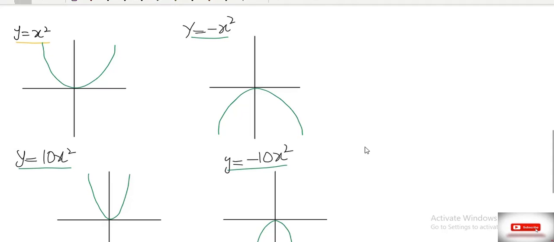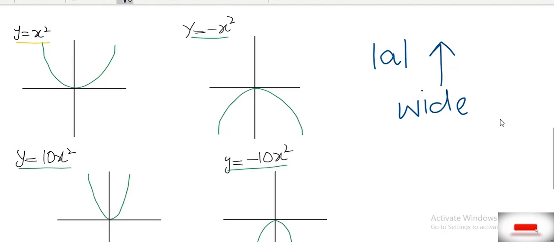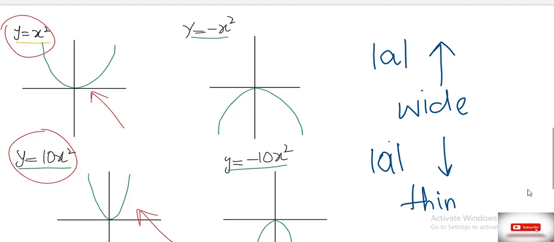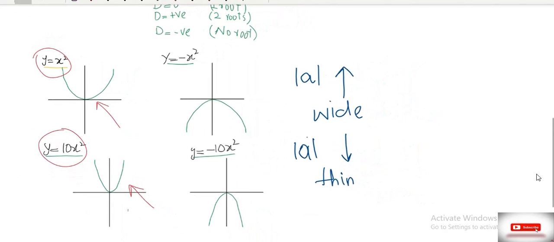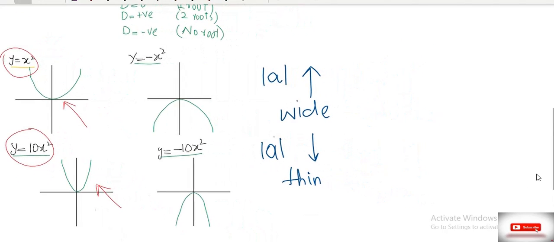Now we can summarize that as the modulus of a decreases, the graph becomes wide, as you can see in the functions y = x squared and y = -x squared, and as the modulus of a increases, the graph becomes thin, as in y = 10x squared. No matter what quadratic equation you face, you can easily draw the graph of any quadratic equation.